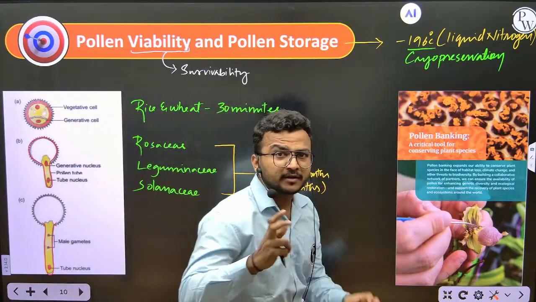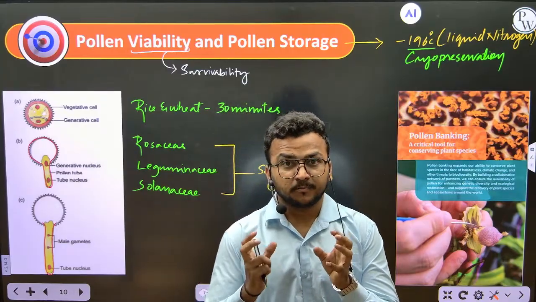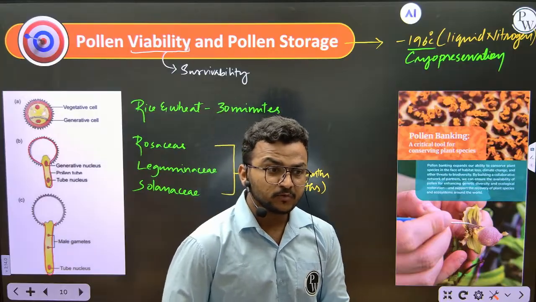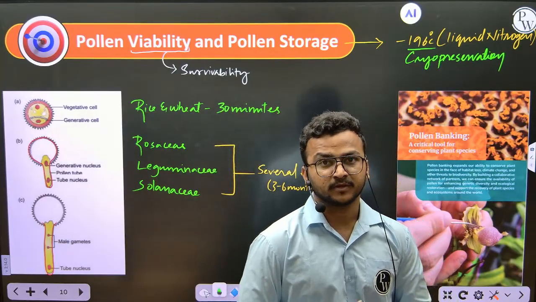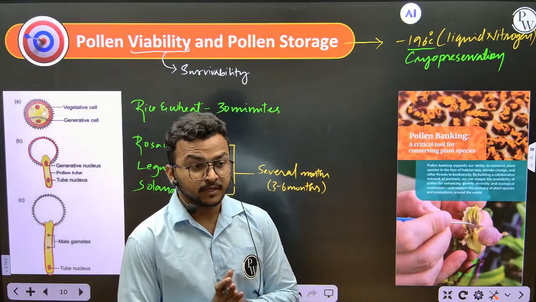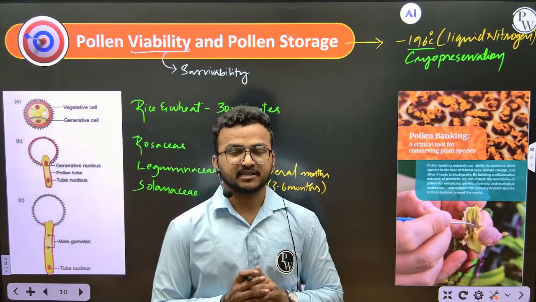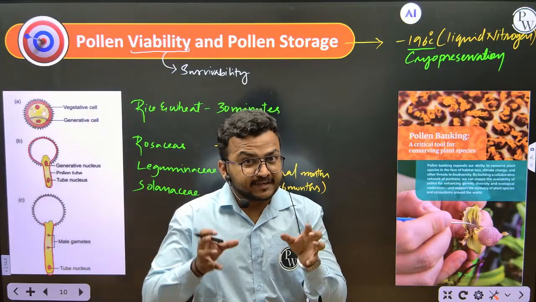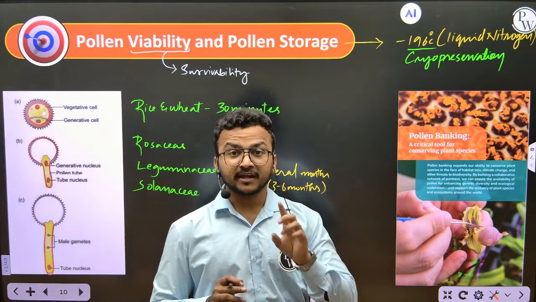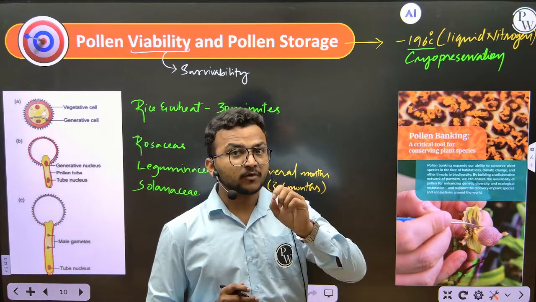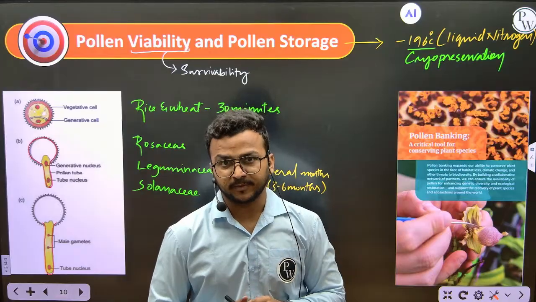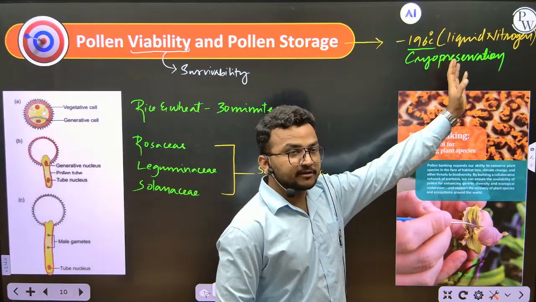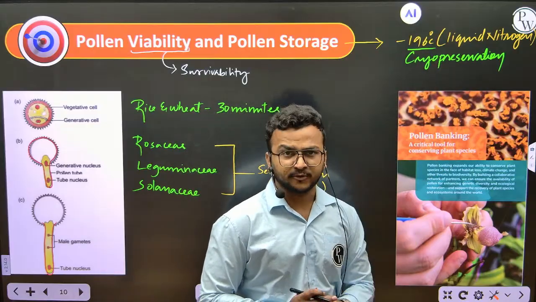Why can pollen grains be stored and preserved? Because it is used in crop improvement programs. Crop improvement programs, in the sense, if there is some plant which has a unique character that I cannot see in some other plant, in that case I will preserve the pollen grain of that particular species. So how to preserve it? We will preserve it in this condition. That process we call cryopreservation.